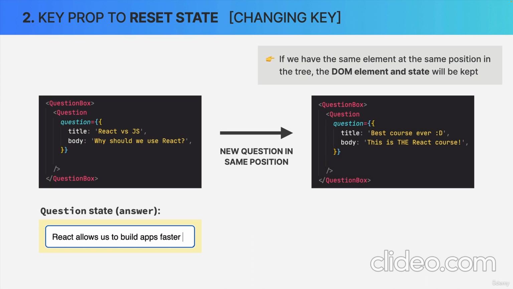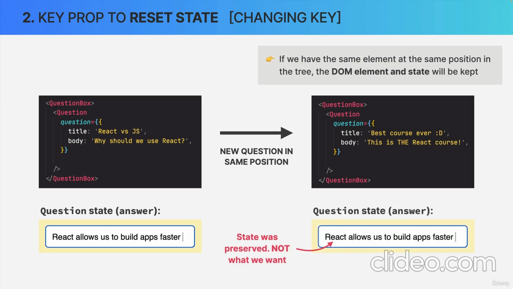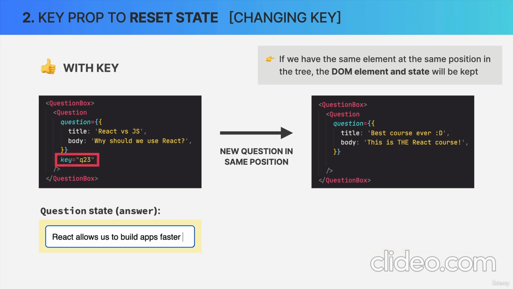Therefore, what's gonna happen is that the state of question will be preserved, so it will still show the answer that was in the component state before. But that answer is of course completely irrelevant to this new question, right? So it doesn't make any sense to keep this state around here. So basically what we need is a way to reset this state. And as you can guess, this is where the key prop comes into play once again.